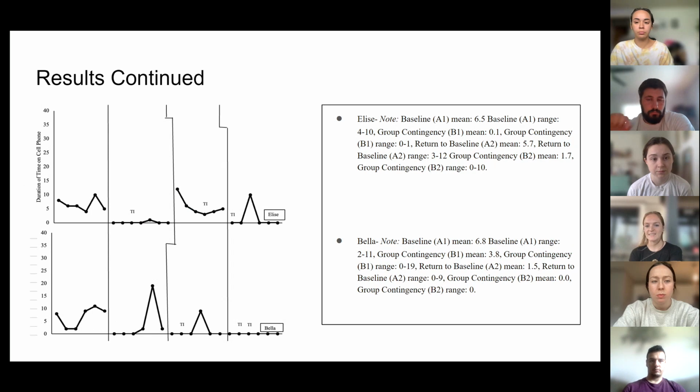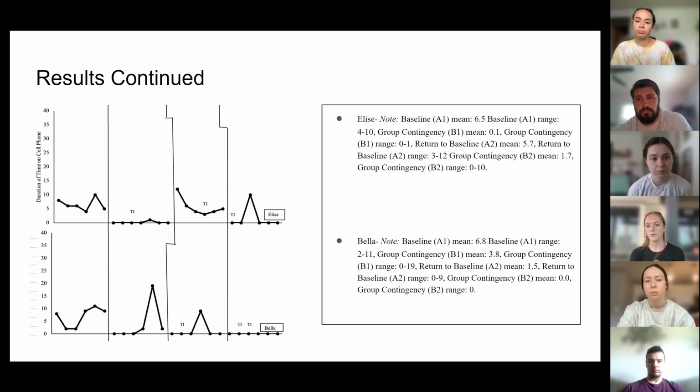Okay. Now for Elise, for our first baseline 1 phase, their mean was 6.5, and you can see in the sequential phases that intervention 1 showed little to no cell phone usage, and then our return to baseline showed moderate variability, and then concluding in baseline 2, those following data points showing 0 cell phone usage for duration.